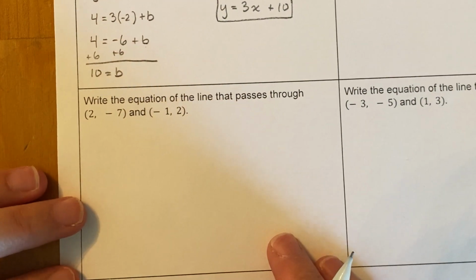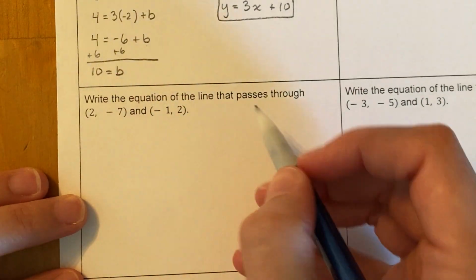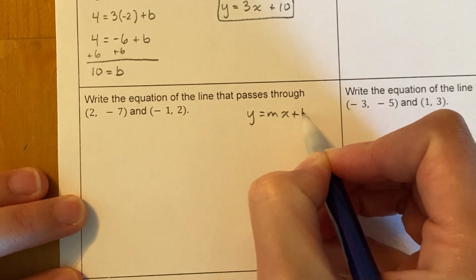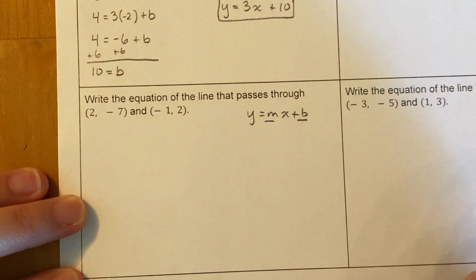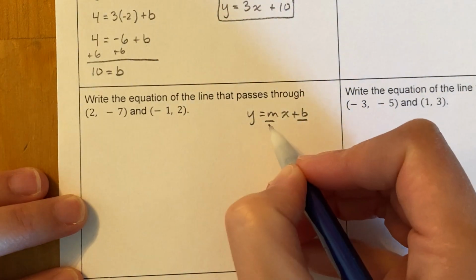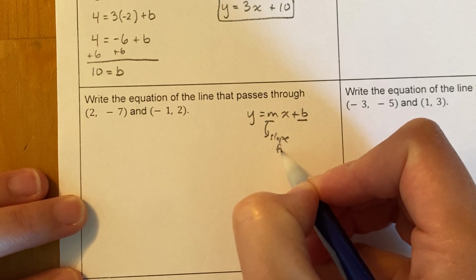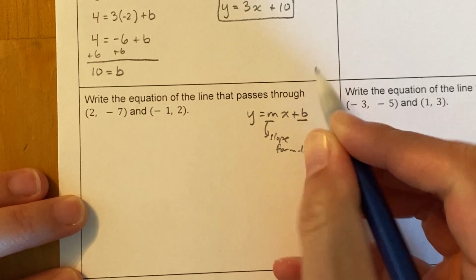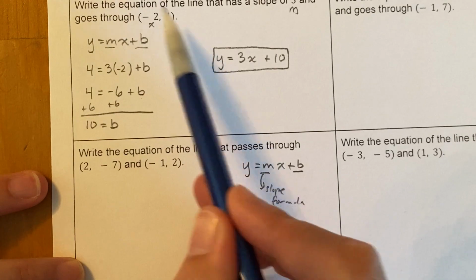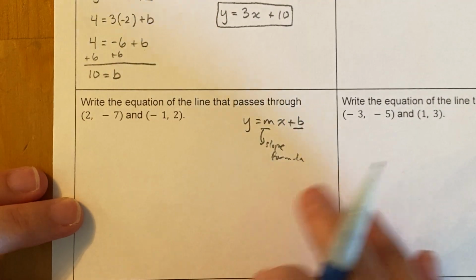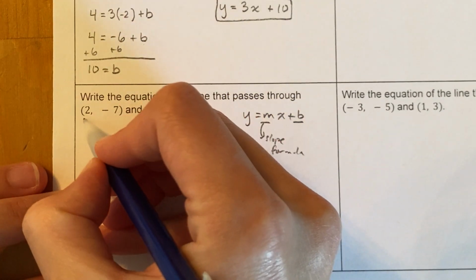Okay, last problem. In this case, remember, I always want the slope and the y-intercept. In this case, I'm given neither. So I'm going to start by using the slope formula to find the slope, and then, just like I had here, I'll have the slope and I'll have a point, and I'll use that same strategy to find the y-intercept. So let's start with the slope formula.